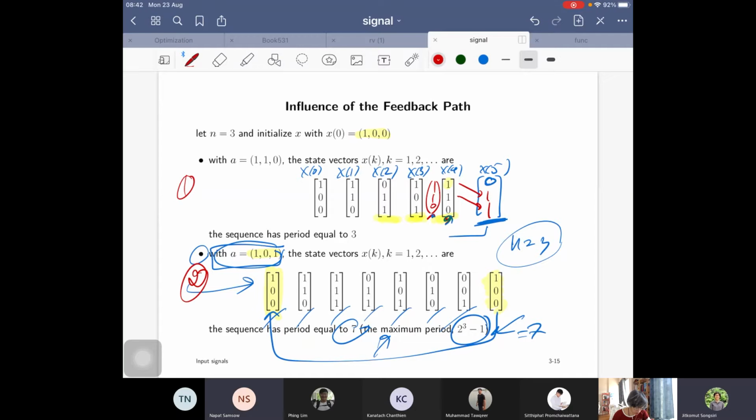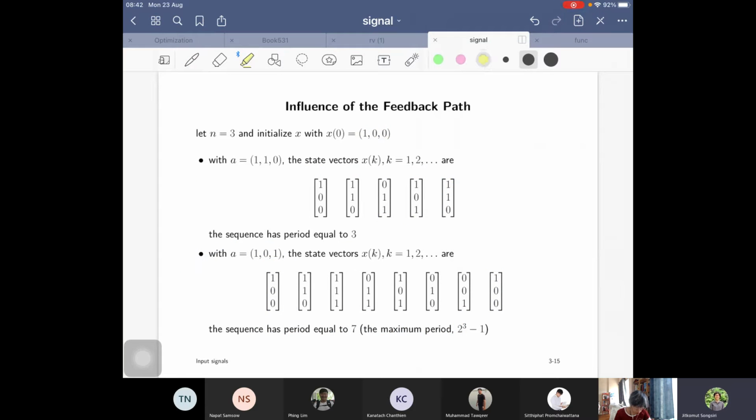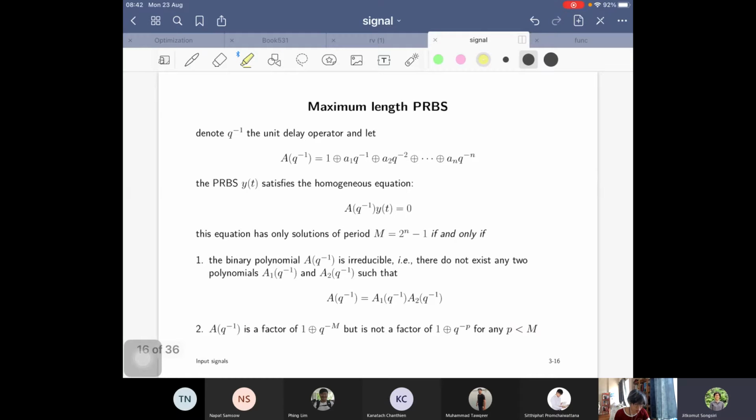Because it has more uncertainty. Right, because you try to make it as random as possible. When you have many possibilities, it looks more random. So that's why we are concerned with the pseudo random sequence that gives you the maximum period, and we have a result.